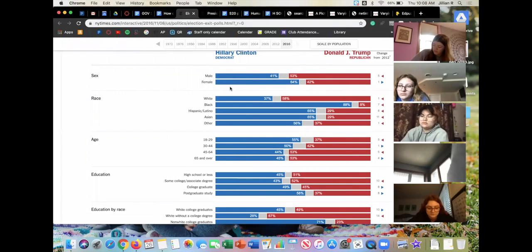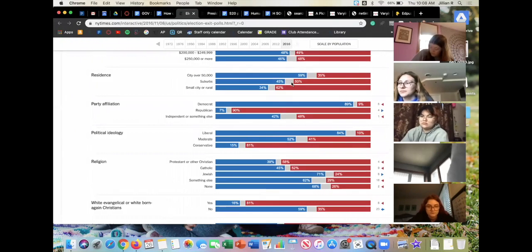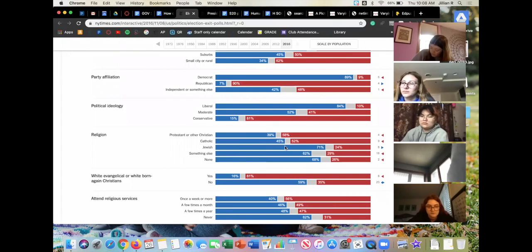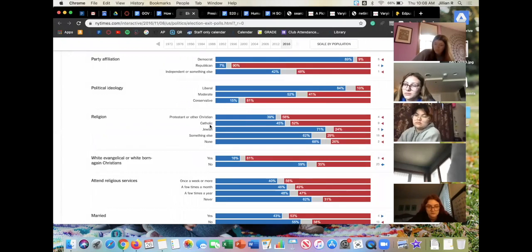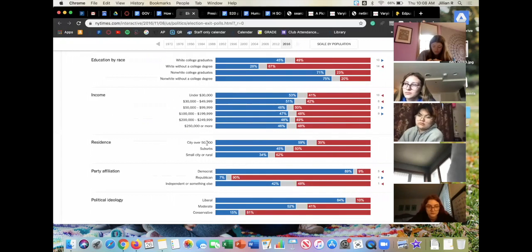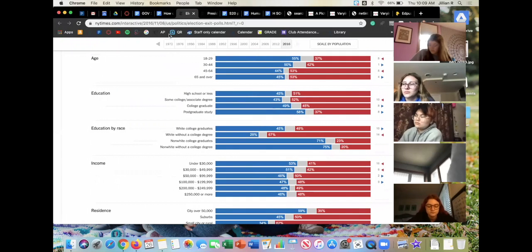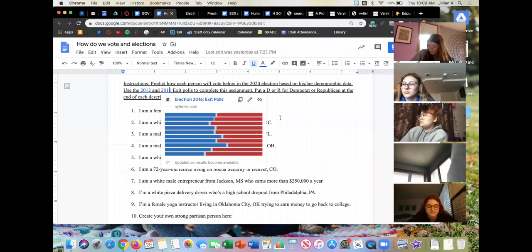So here's sex. Female, more likely to vote Democrat. Female, Jewish. Let's look down here at religion. Jewish, 71% Democrat. New York City is a very big city. Where's that at here? Resident city over 50,000, Democrat. And lawyer, probably a very high income. So that's the one that's maybe more likely to be Republican. That one's a little bit more split, but all the other factors point to Democrat. So I would put a big D there for Democrat.